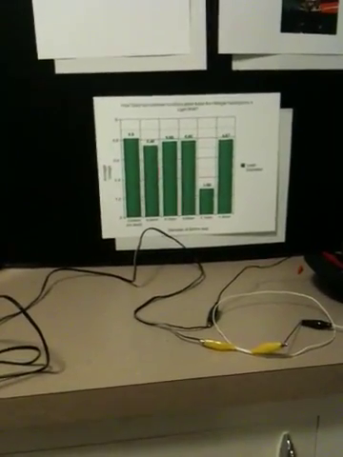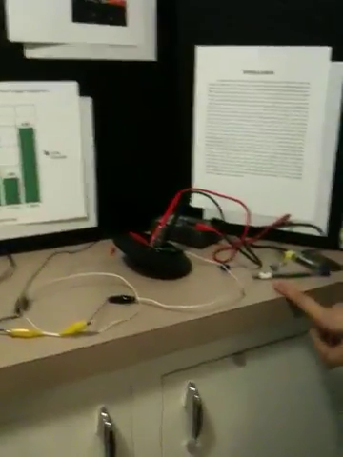So, in my conclusion, I concluded from my experiment that the thicker the lead, the more voltage passes through.